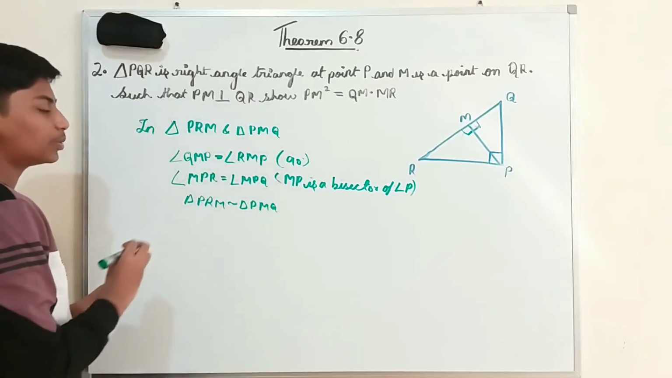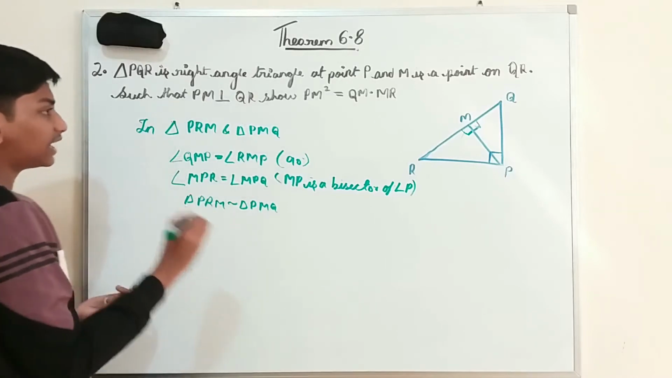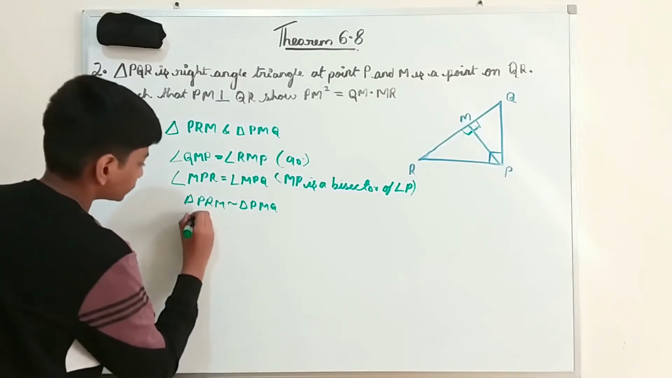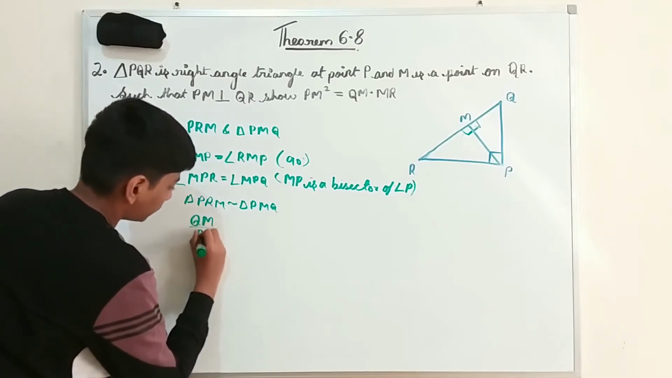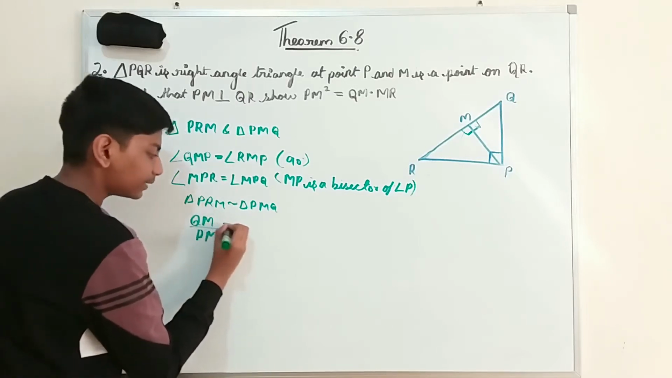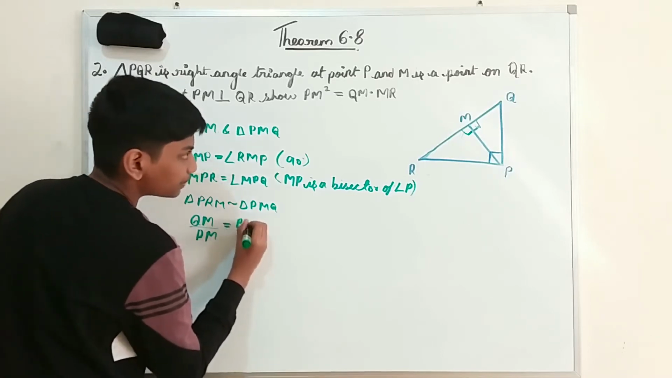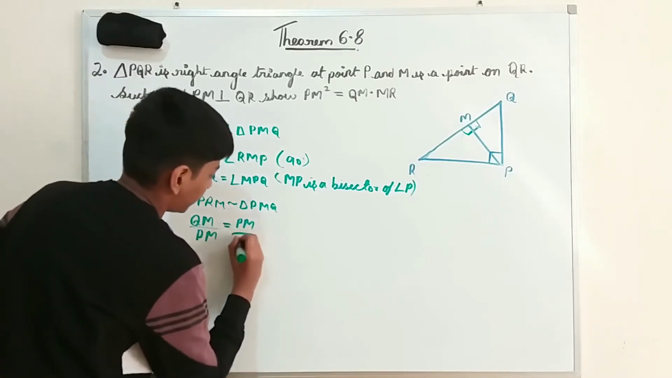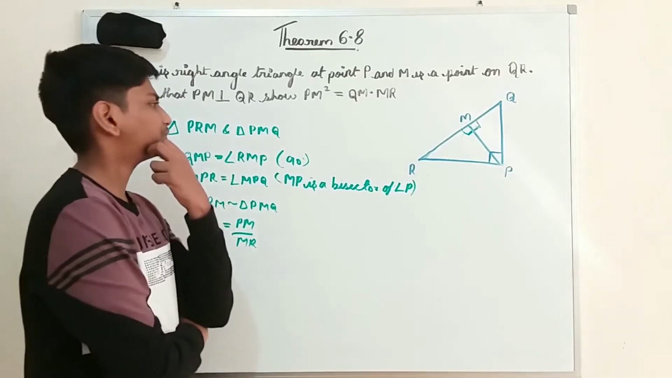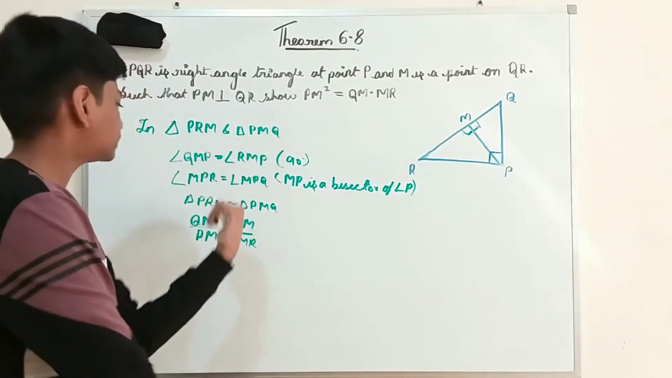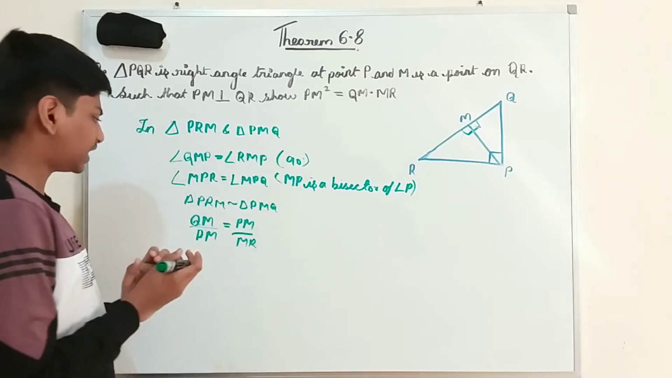So we can conclude that QM by PM should be equal to PM by MR. Now what else can I do in this figure? Nothing, right? But this is not the answer I need. So what can it be?